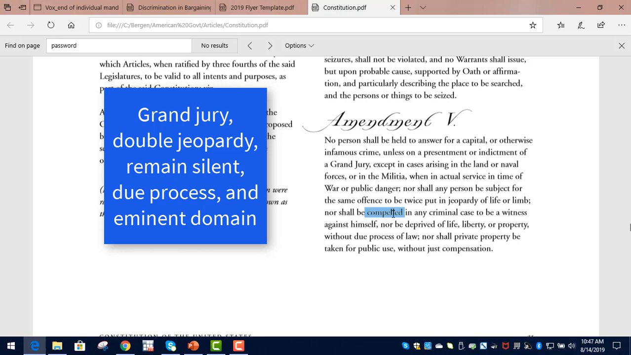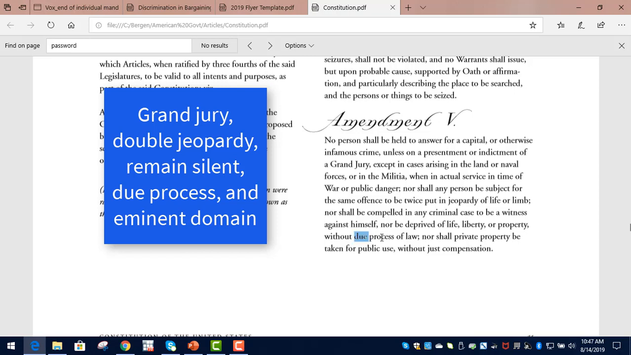Also, we see the right to remain silent, which is what is said right here, that no one can be compelled to be a witness against themselves. So that's where you can plead the Fifth or right to remain silent. That's in the Fifth Amendment. That's also been bolstered over the years, where the Supreme Court has even ruled that the government has to inform the person that they have the right to remain silent.